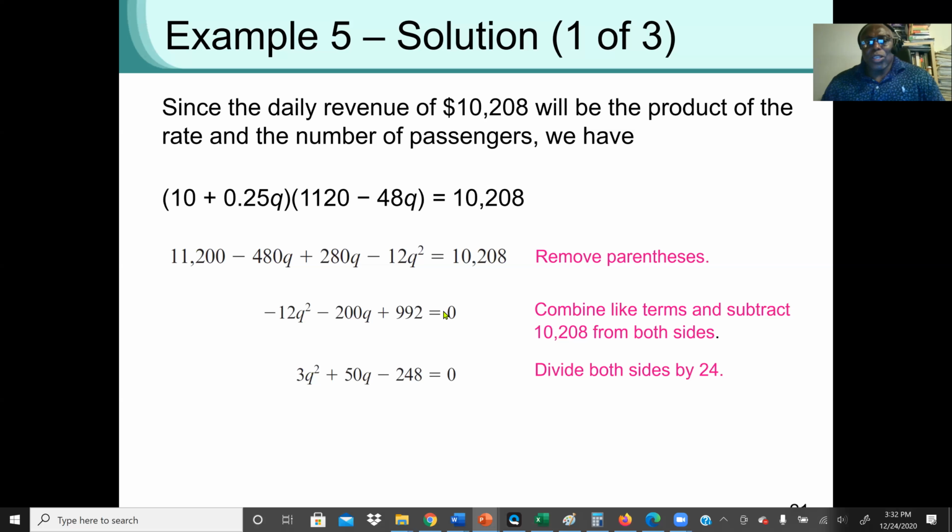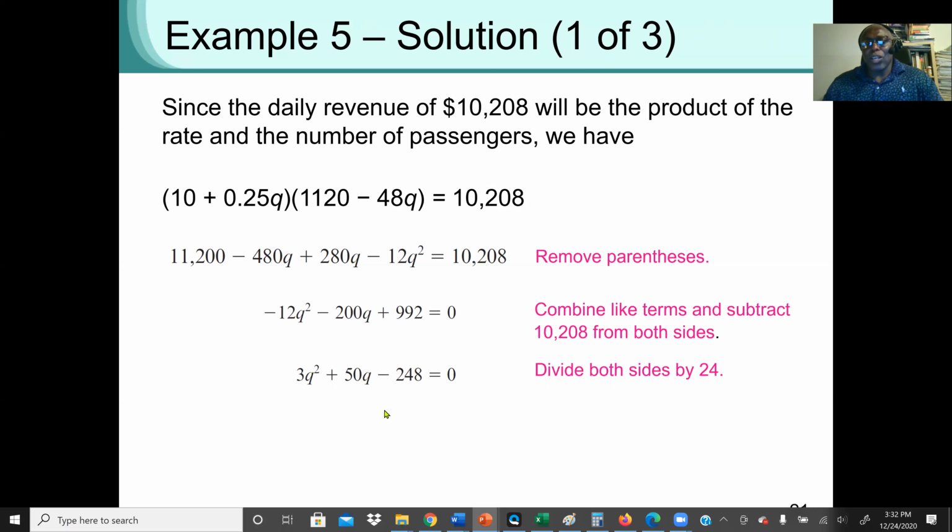Then we see that we can divide the whole equation by 4. So 4 goes into negative 12 to give negative 3... so dividing through gives 3 for the first coefficient; dividing 200 by 4 gives positive 50; and dividing 992 by 4 gives 248, with the sign negative.